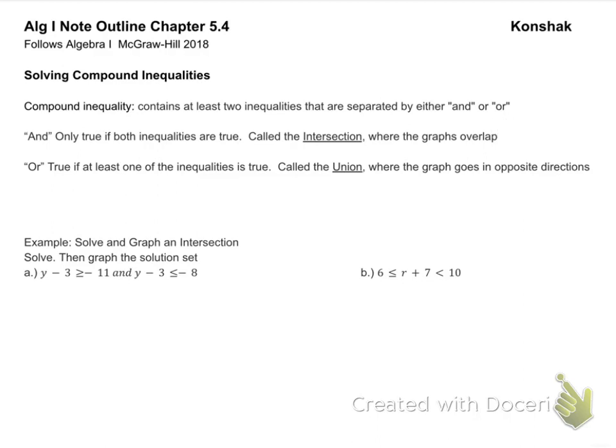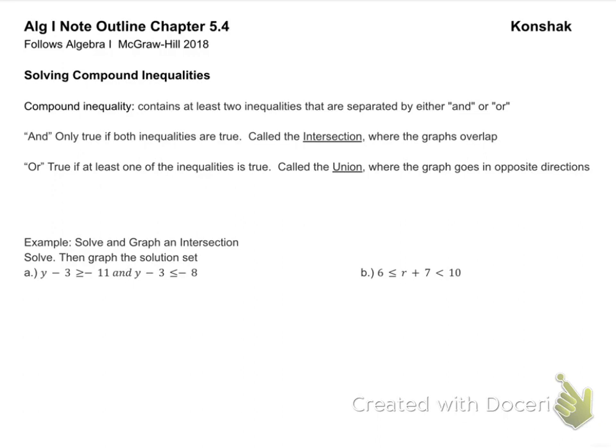So ands are only true, guys, when both inequalities are true. This is called the intersection, where the graphs would overlap. So an and problem is where the two inequalities would actually run at each other, and it'd be where they overlap. An or statement is true as long as one of them is true. This is called the union. I'm going to put all of the options on the table, so therefore the graphs go in opposite directions, because I can be over here or I can be over here.